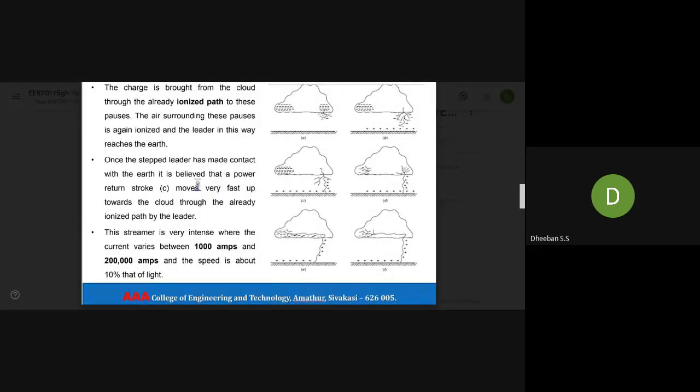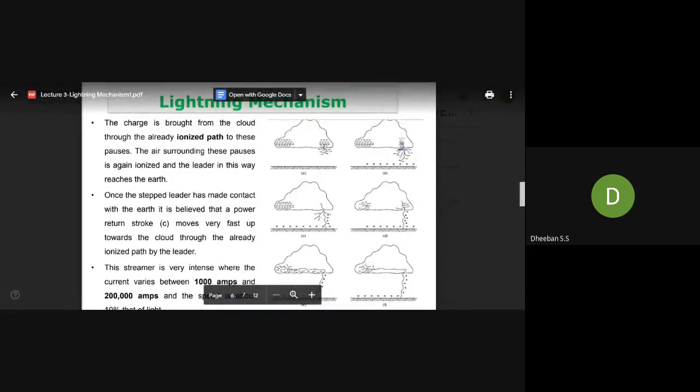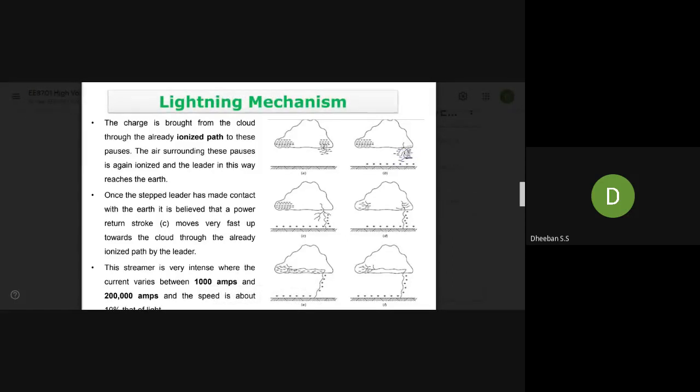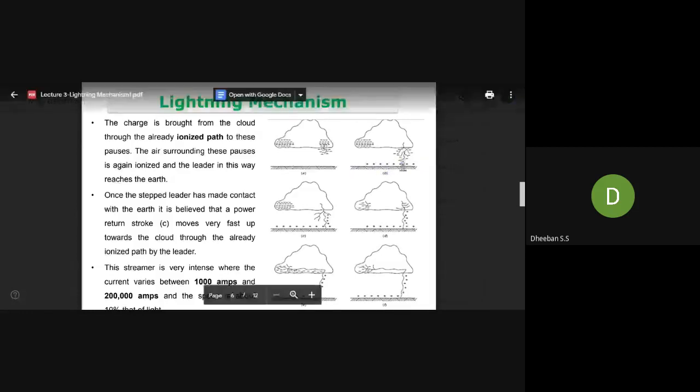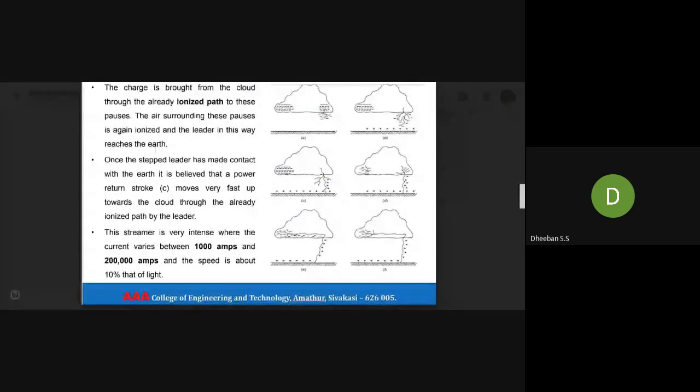This return stroke will be moving faster in an upward direction. Now we have to see that there will be some negative ions in your leader. These negative ions will be trying to attract the positive ions. There will already be positive ions induced in the earth surface, and these positive ions will also be attracted to the negative ions. That's what they have shown in the C diagram. When these two come into contact, this forms your return stroke.